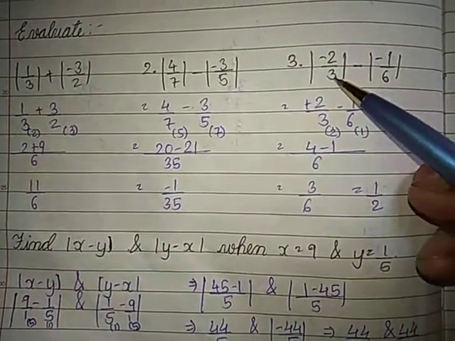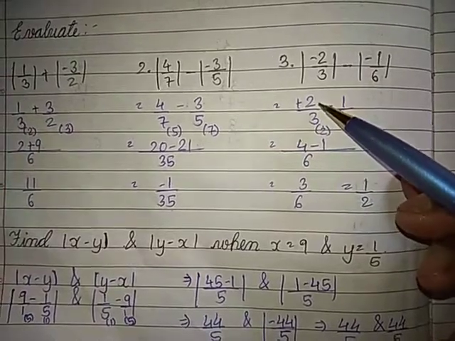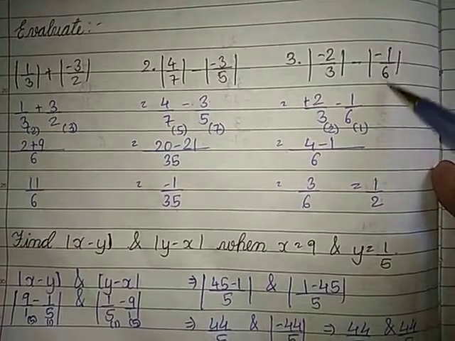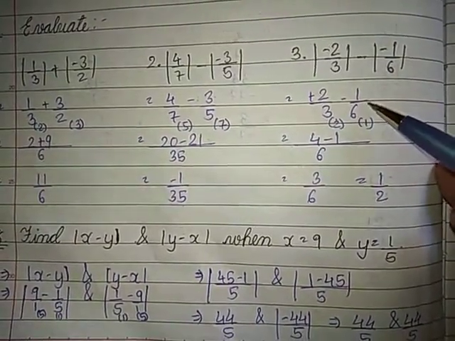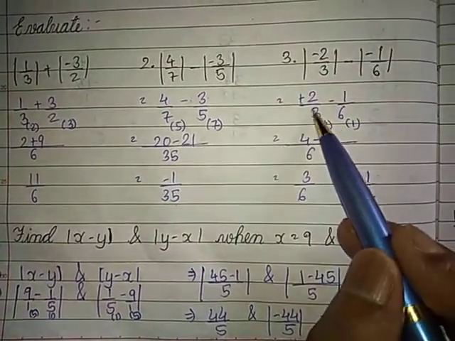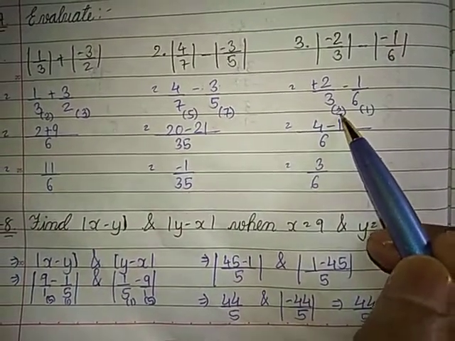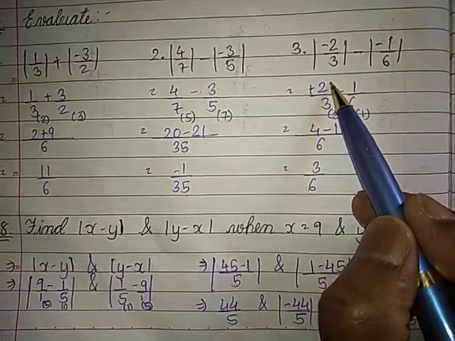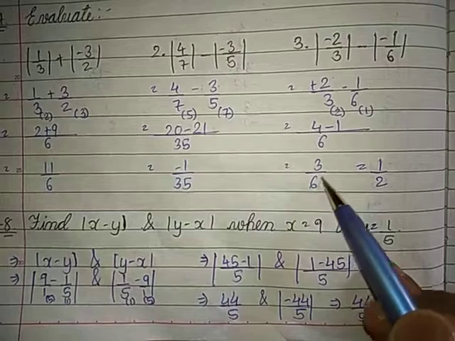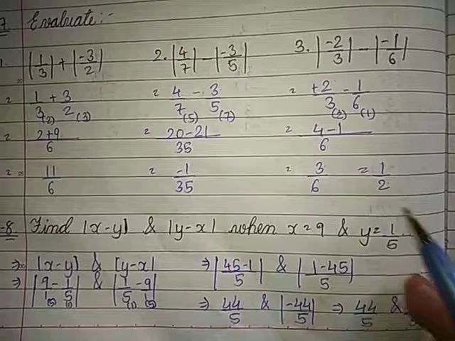Now, minus 2 by 3. When it comes out from the mod, what does it become? 2 by 3. Minus 1 by 6, when it comes out from the mod, what does it become? 1 by 6. What is the LCM? 6. By which number will you multiply the denominator 3 to get 6? 2. So multiply this 2 with the numerator. 2 2s are 4, 1 1s are 1. So 4 minus 1 is 3. So 3 upon 6, it becomes 3 1s are 3, 3 2s are 6, so it becomes half.